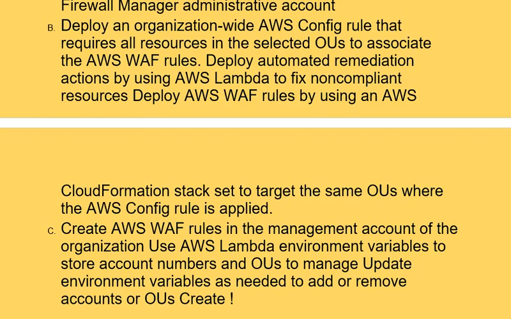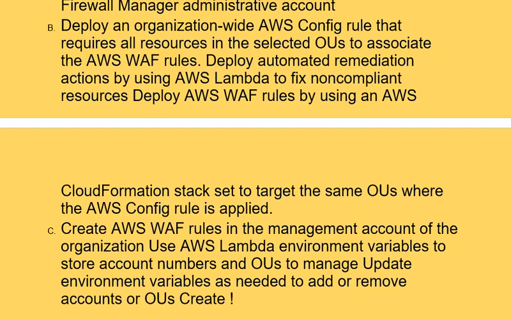Option B, deploy an organization-wide AWS Config rule that requires all resources in the selected OUs to associate the AWS WAF rules. Deploy automated remediation actions by using AWS Lambda to fix non-compliant resources. Deploy AWS WAF rules by using an AWS CloudFormation stack set to target the same OUs where the AWS Config rule is applied.